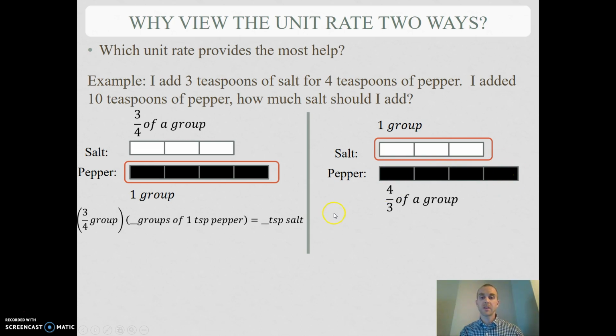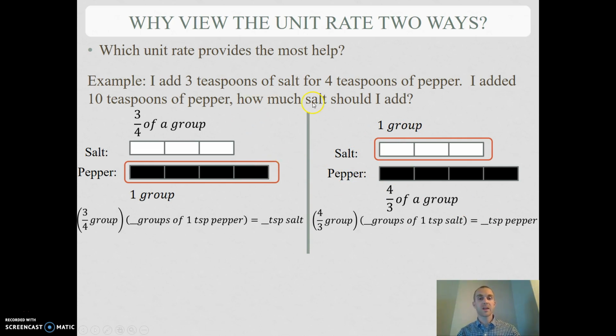That tells me that if I know how many groups of that salt I have, of the 1 teaspoon of salt, and I multiply that by the 4/3, that will tell me how much pepper I have. So depending on what I need to know from the problem, what I'm trying to solve for, could tell me which of these two interpretations is the one I need to use to help me.